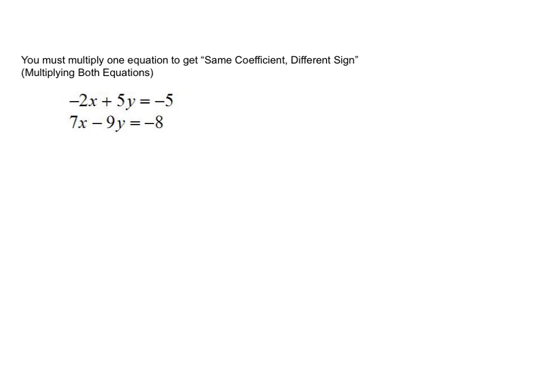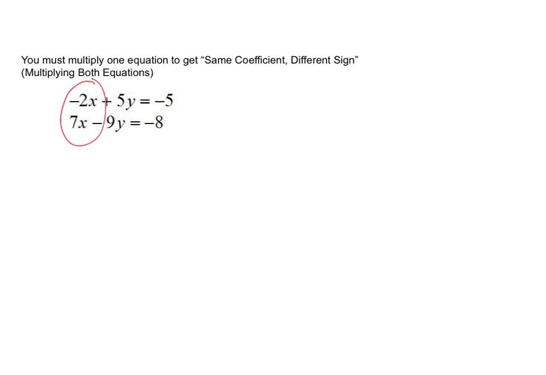In order to use the elimination method, we need same coefficient, different sign. Before, we were able to multiply one equation to transform it and turn it into another. In this last case of elimination method, we have to multiply both equations, meaning that we're going to take one equation, transform it, take the other equation, transform it so that they will look similar. And by similar, I mean have the same coefficient and a different sign. So I can do that with the first case.